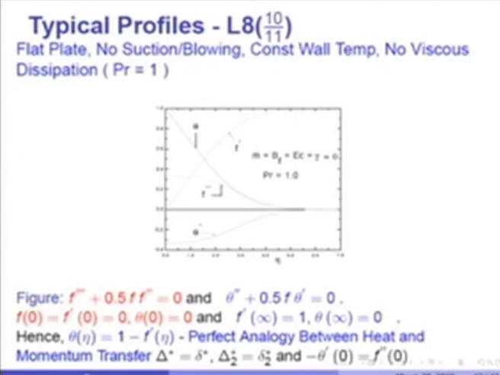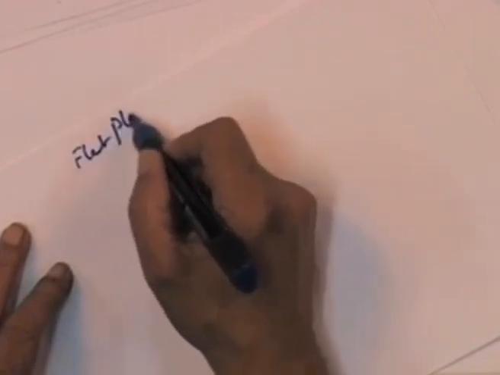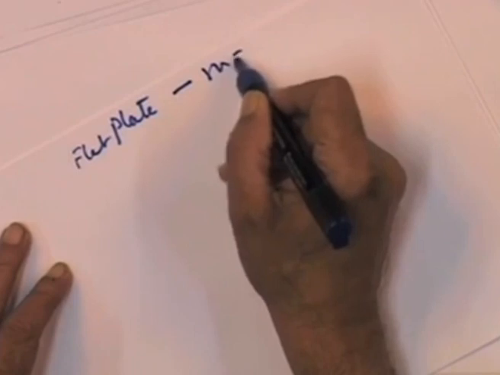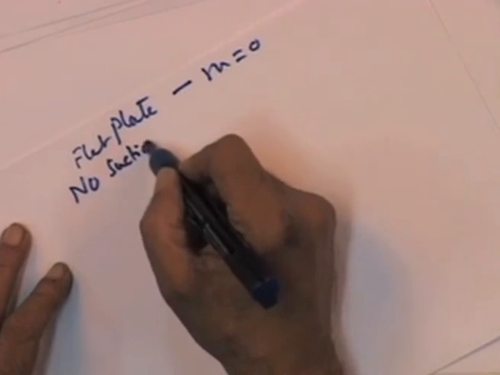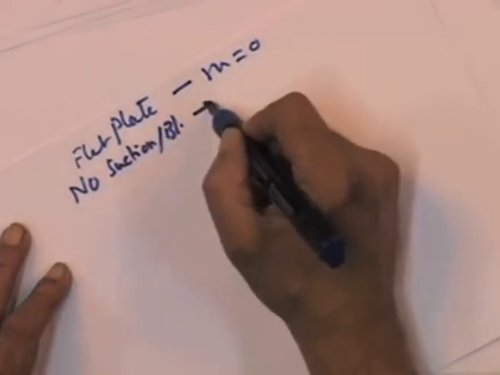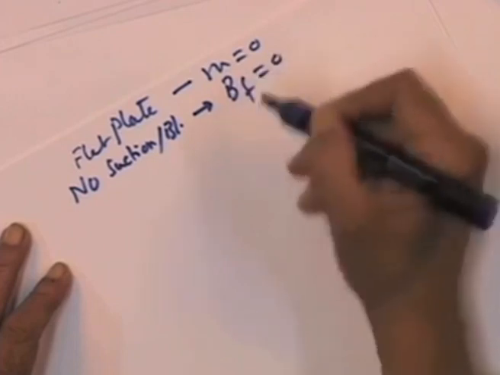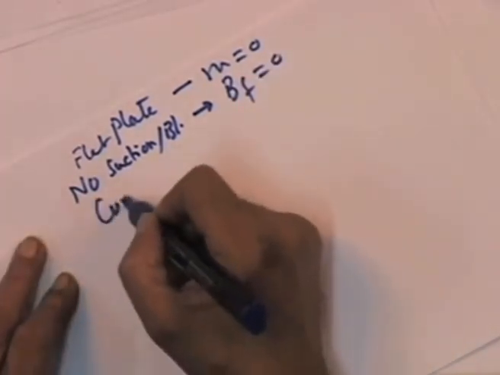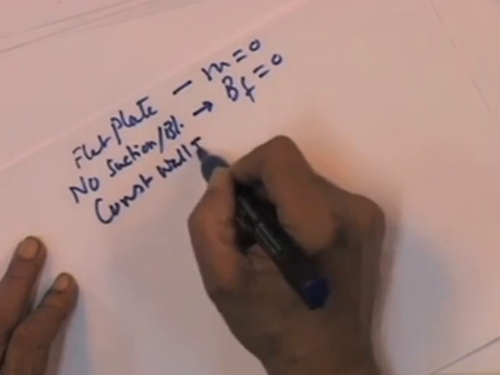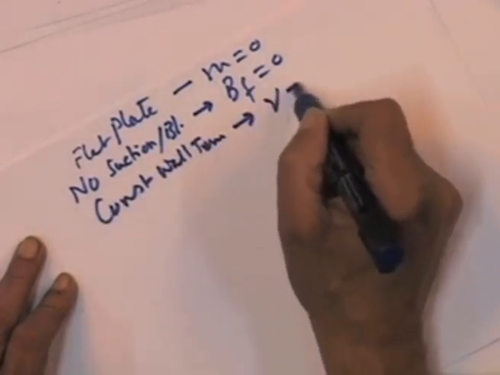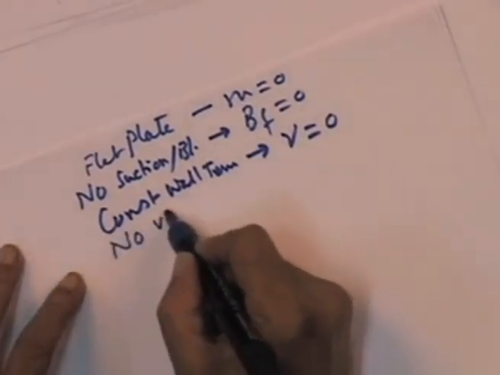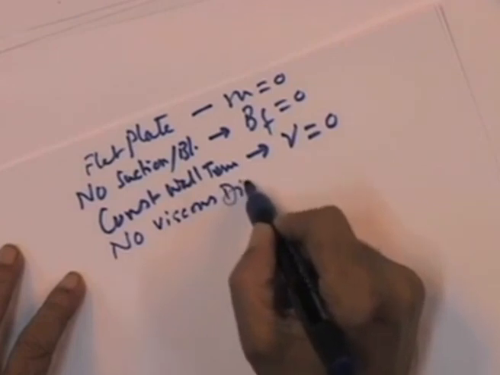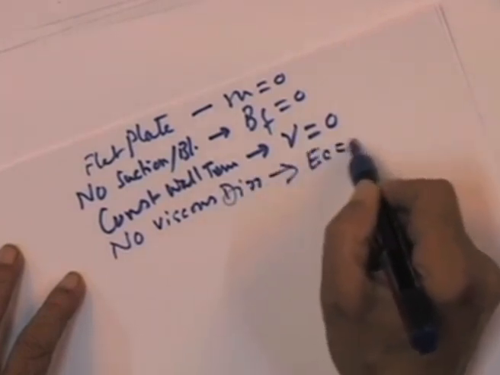Taking the case of a flat plate means m equal to 0. No suction or blowing means Bf is equal to 0. Constant wall temperature means gamma is equal to 0. No viscous dissipation means Ec is equal to 0.